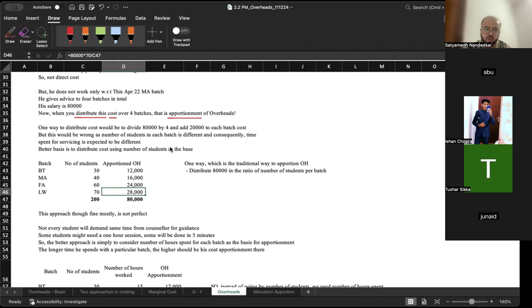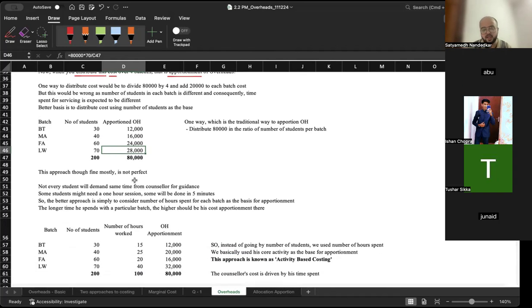This approach, though fine, is not a perfect approach, though it is better than doing 80,000 upon 4. It is fine, but not perfect, because not every student will demand the same time from the counselor. Some students might need a 1 hour session, some will be done in 5 minutes. Somebody will come to me and say, give me a study plan, and I will just give a study plan. Somebody will come and say, I need advice for my career, help me in making my CV. That student will take more time.